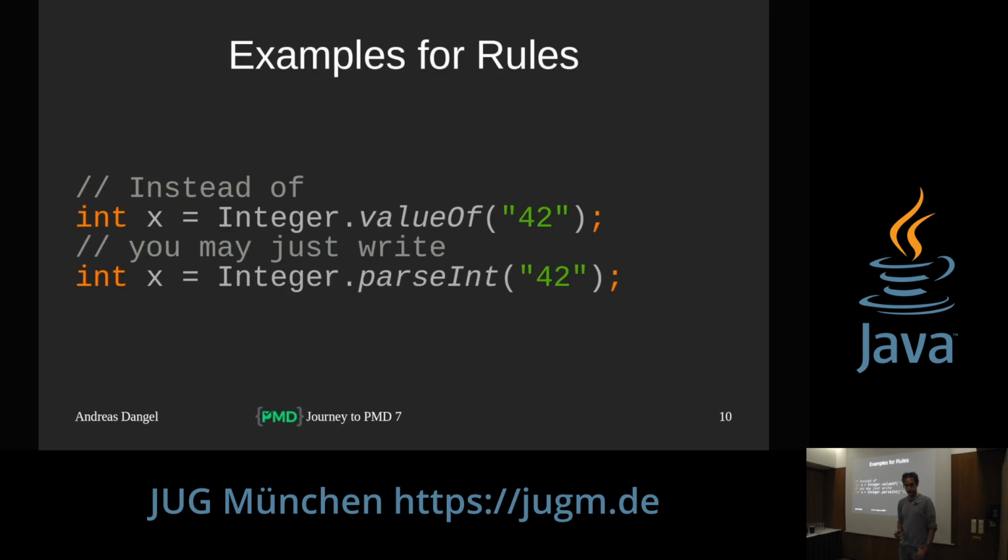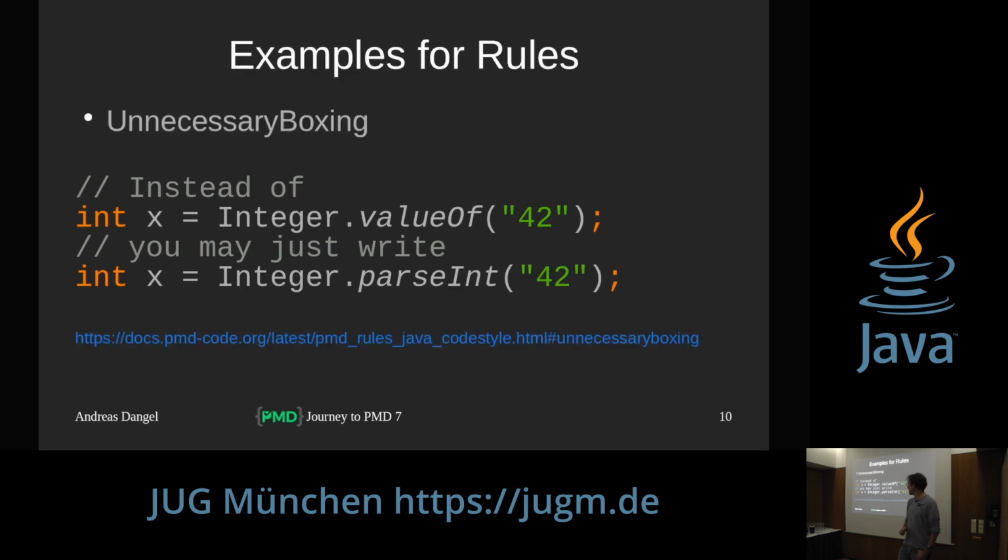And that's the last example. That's in the category code style. Here it's about boxing. If you use valueOf, you get a boxed integer, which is then, as you store it in a primitive type, automatically unboxed. You can avoid this round trip and just use parseInt. And yeah, that's just a different style. It probably has no real implication performance-wise or so.